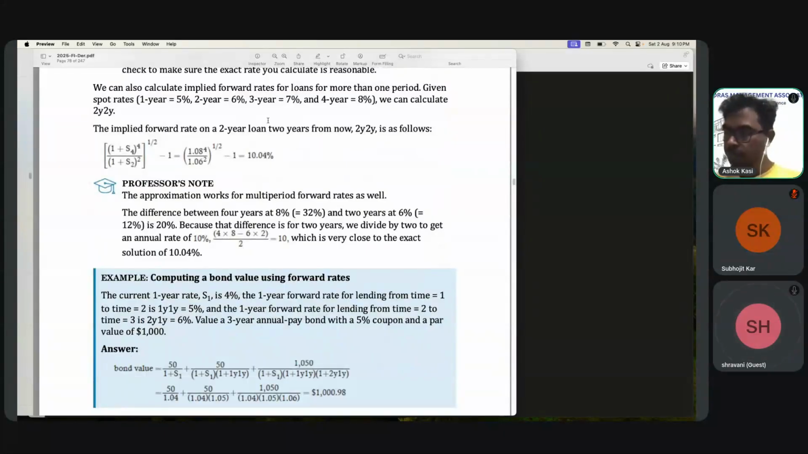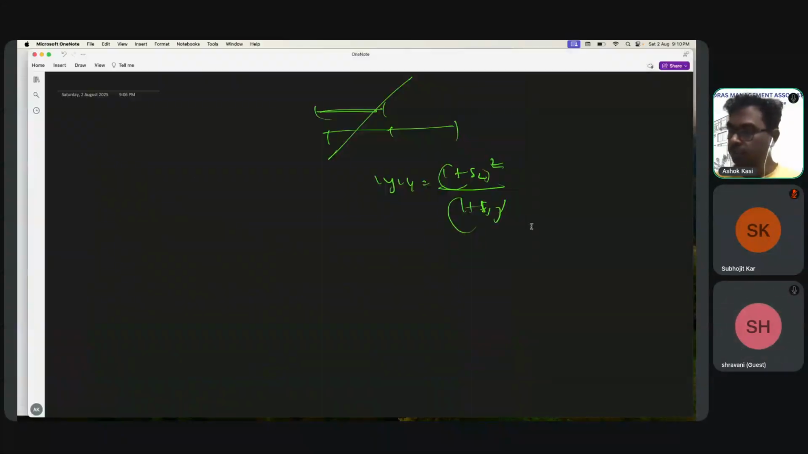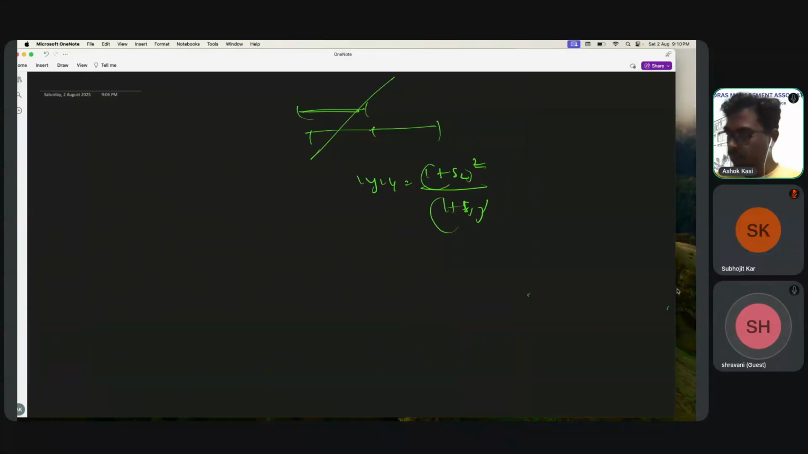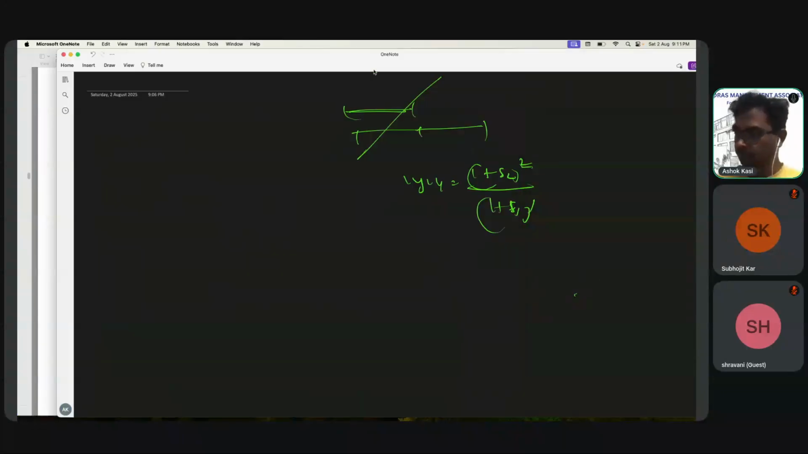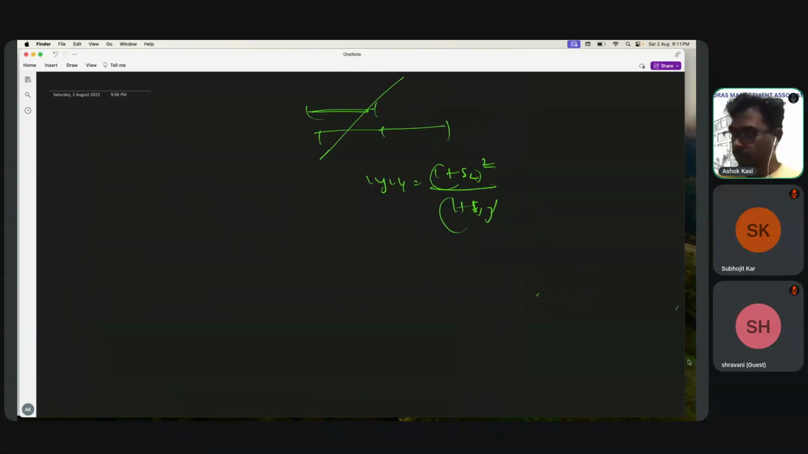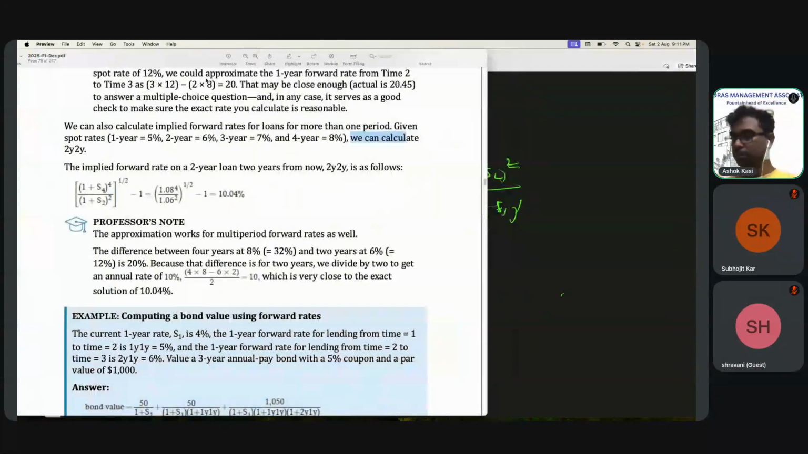Try this one now. 1 year spot rate is 5%, 2 year spot rate is 6%, 3 year is 7%, and 4 year is 8%. We want to calculate 2y, 2y. So how do we calculate 2y, 2y? First, you just try whatever you can. Then I will do it, okay? Try for a minute.